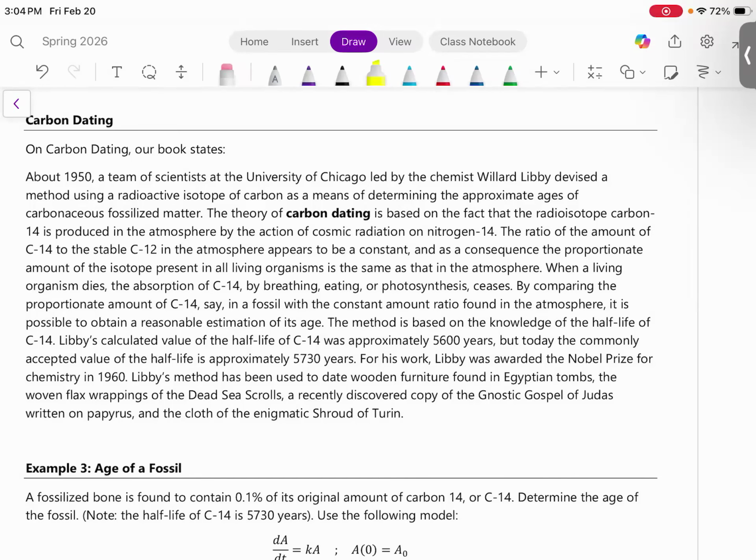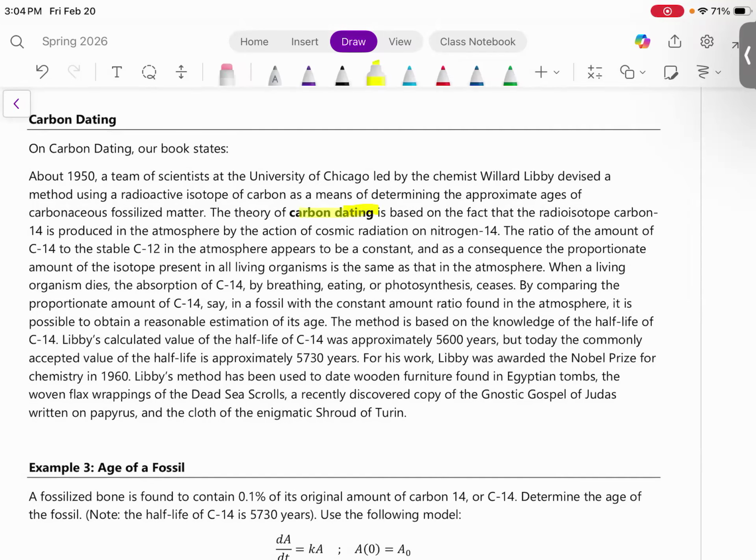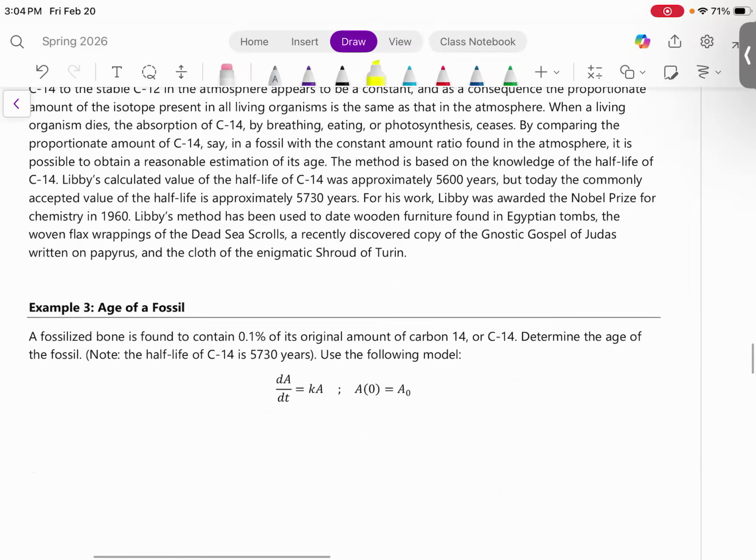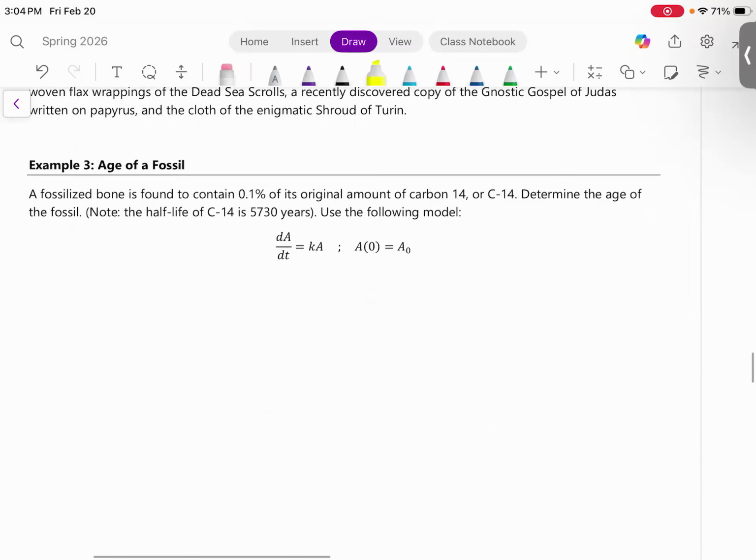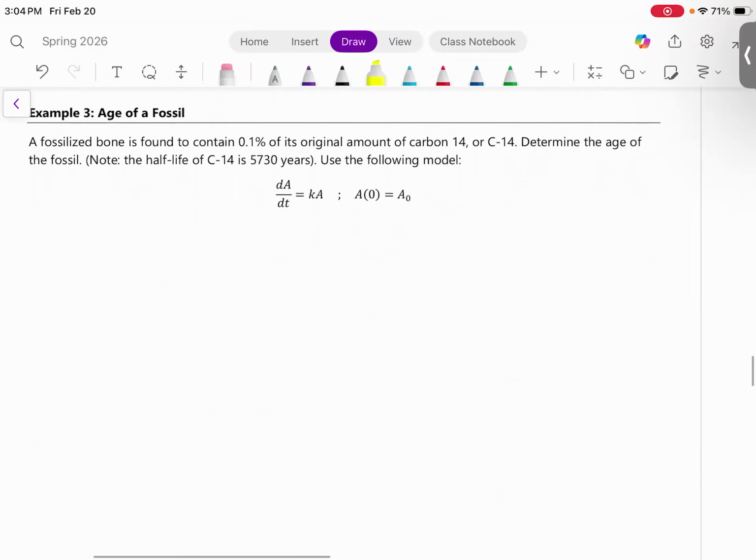Hi everybody, welcome back to the section 3.1 video. In this video, we're going to take another look at an exponential decay model. In this model, we're going to look at carbon dating through an example of fossil age. So let's look at example 3 and try to answer this question.